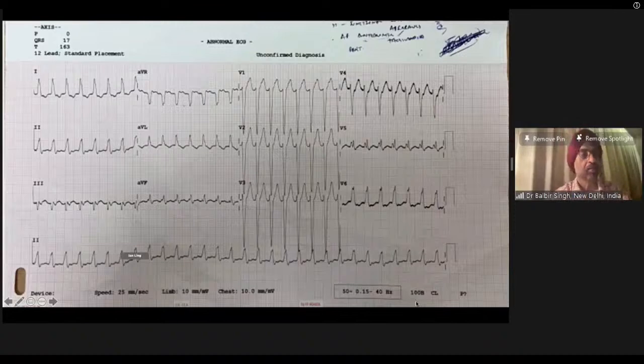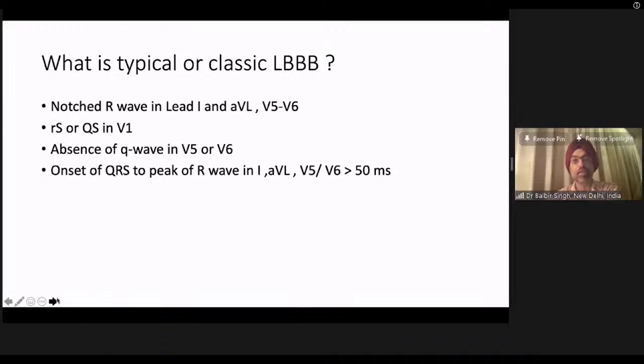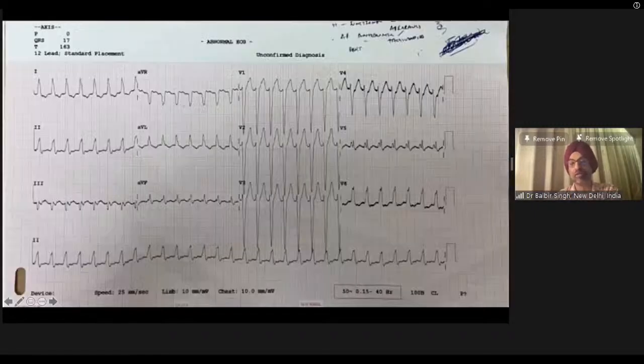So option B is 90% and option A is 10%. Good. So most people think it's not a VT. So let's look at how we decipher this ECG. First thing you have to say is, is this typical of LBB? You see a notched R wave in I, aVL, V5, V6. You see RS in V1, absence of Q wave in V5, V6. So this is the criteria to diagnose LBB, and it has a typical LBB.